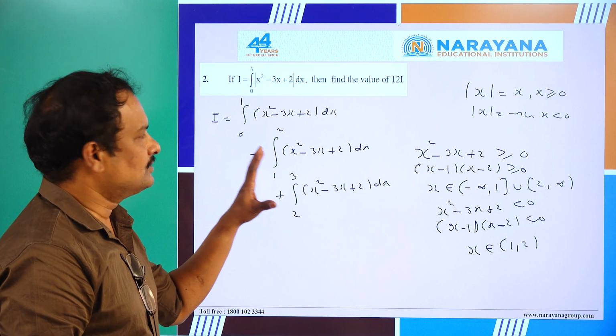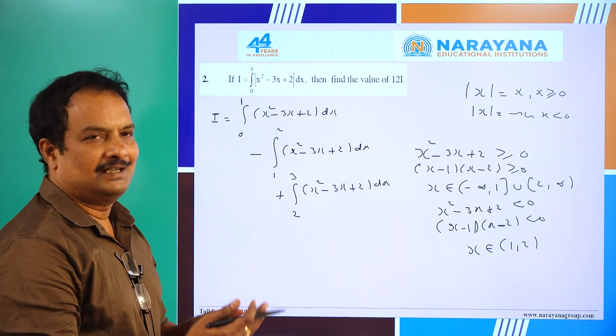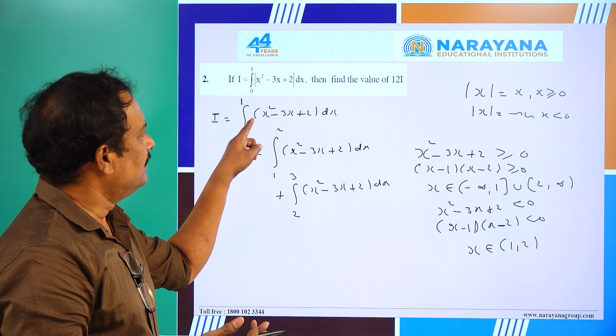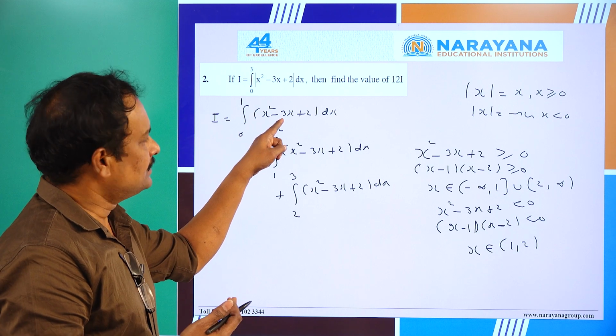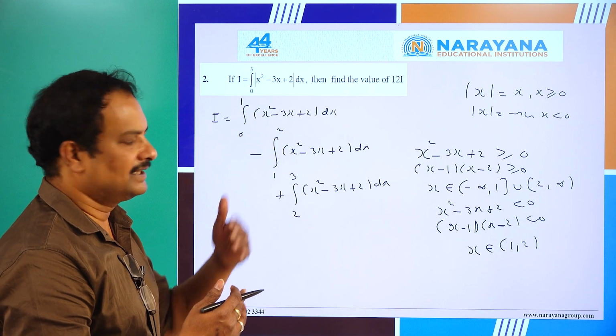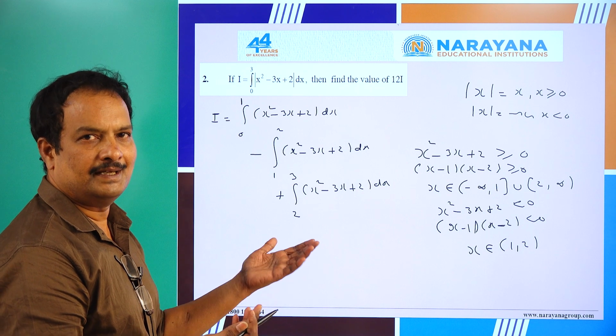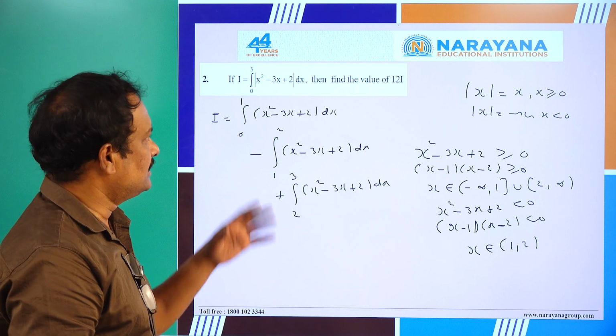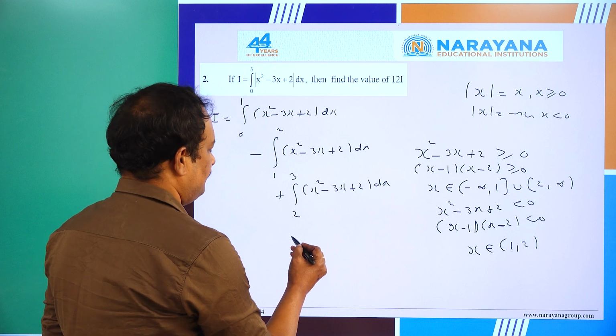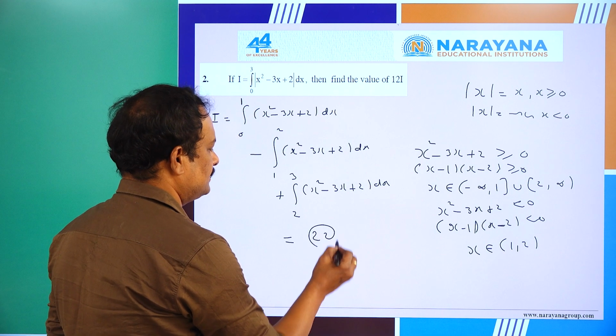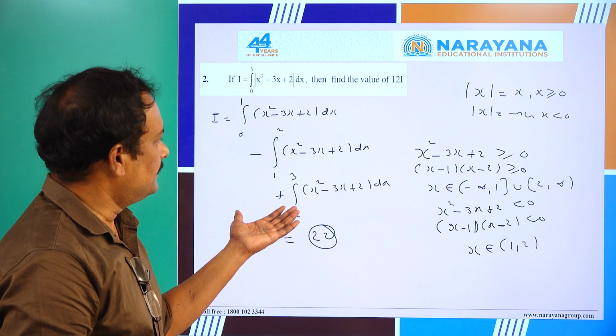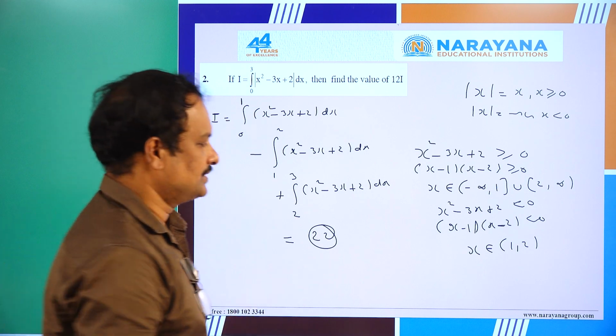So this is what we are supposed to simplify, and we are dealing with just 3 terms in every case. The integral of x square is x cube by 3, the integral of 3x is 3x square by 2, the integral of 2 is 2x, and then we take the value at the upper limit minus the value at the lower limit. When you simplify this, finally this value is going to be 22. Of course that is a simple calculation, and now we will go for the next question.